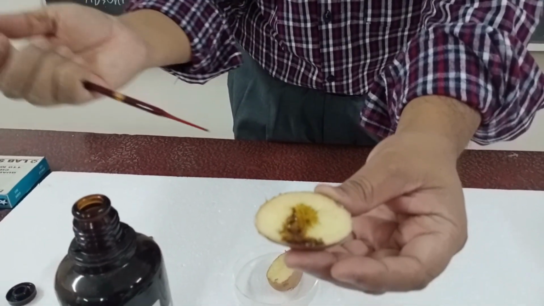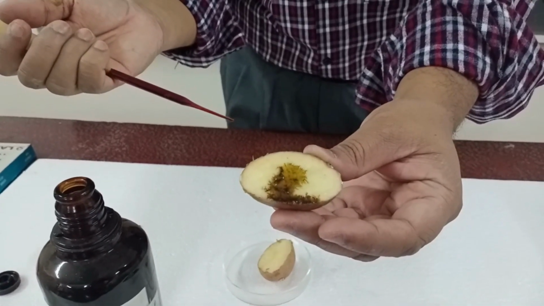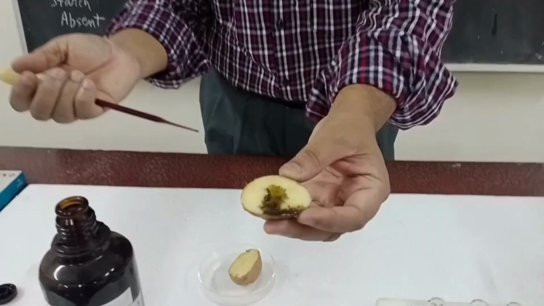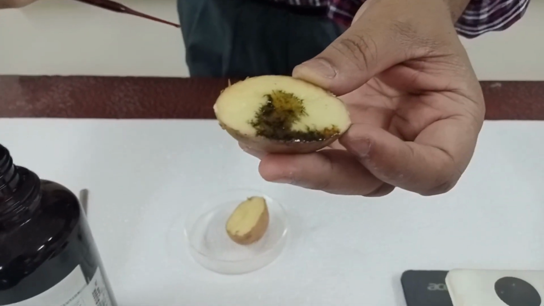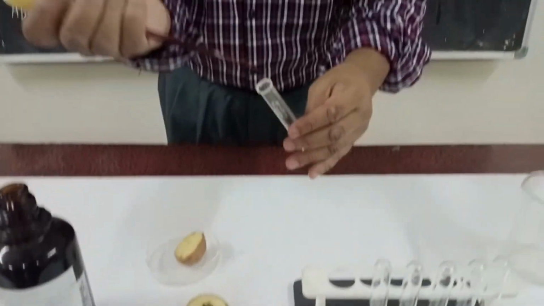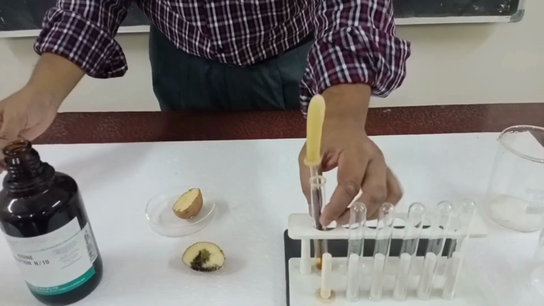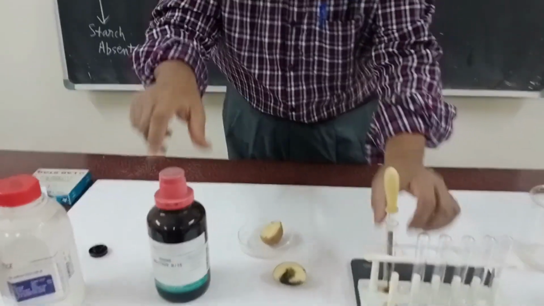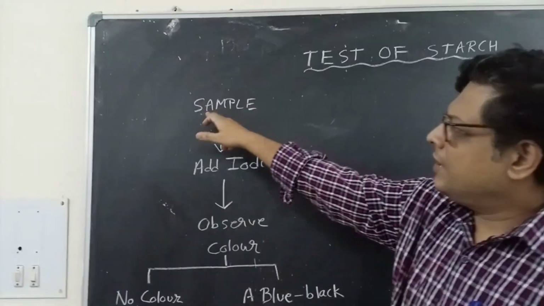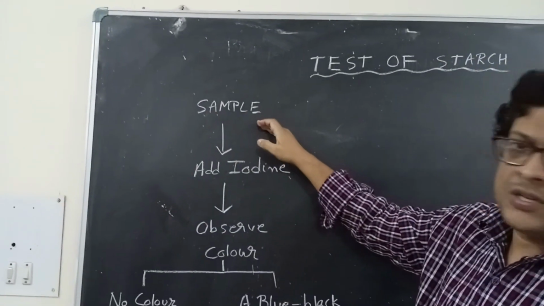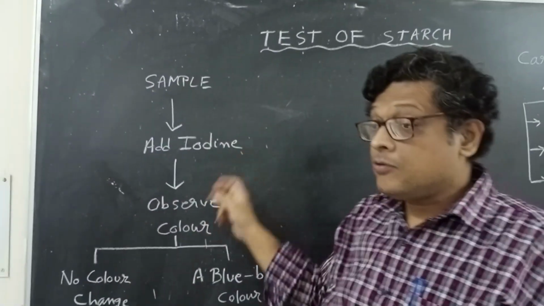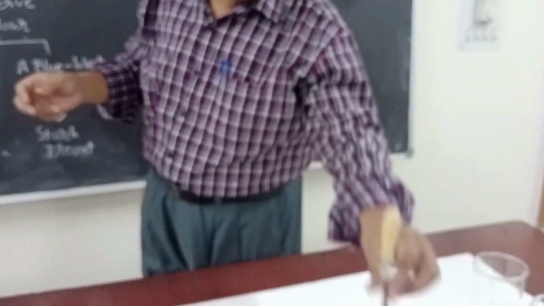Is there any change? You just observe whether there is any change. Yes, there is a change. The surface of the potato turns black-blue or blue-black in color. Now I keep this dropper within a test tube, then close it. Now what is the test? The test is very simple. Whenever we get a sample, we have to test whether starch is present or not. We simply add iodine.